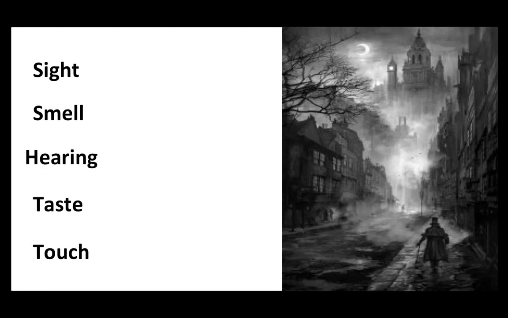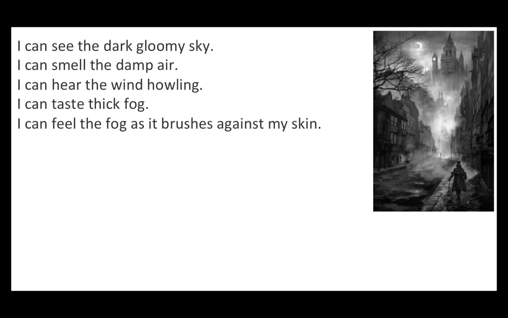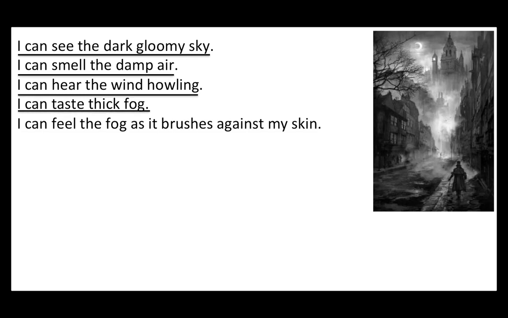Here is our last example. Again, look at the picture and try to use your 5 senses to describe the image. So what can you see, what can you smell, what can you hear, what can you taste, and what can you touch? Again, I will go through a simple way to describe the image and an improved version of the description. A simple way is, I can see the dark gloomy sky, I can smell the damp air, I can hear the wind howling, I can taste thick fog, I can feel the fog as it brushes against my skin.